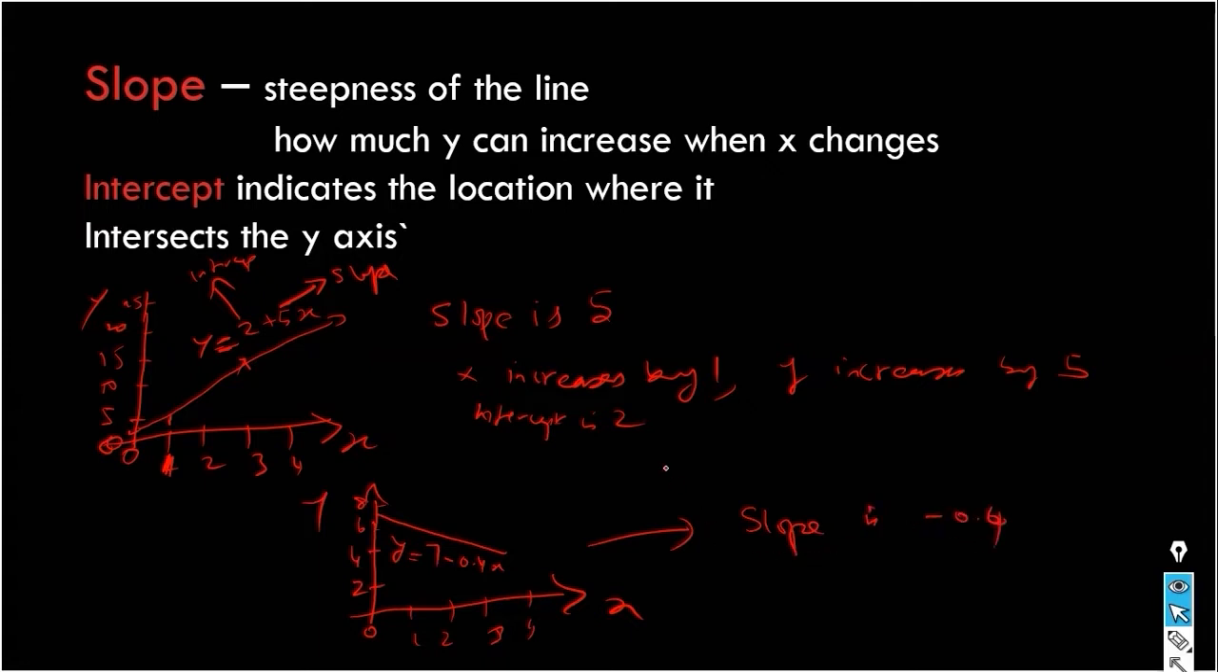So what does it say? When x increases by 1, y decreases by 0.4, and the intercept is, we know, right? And suppose you get something like another thing.